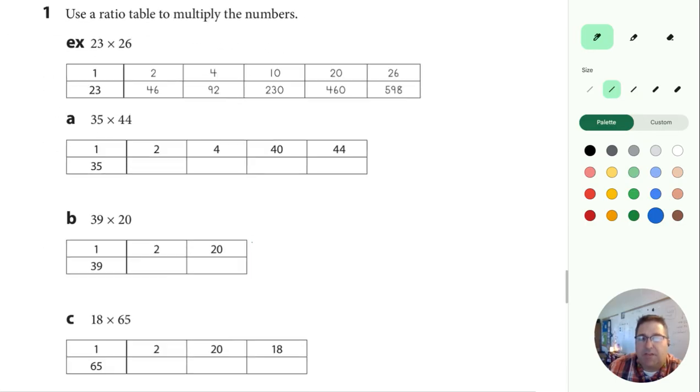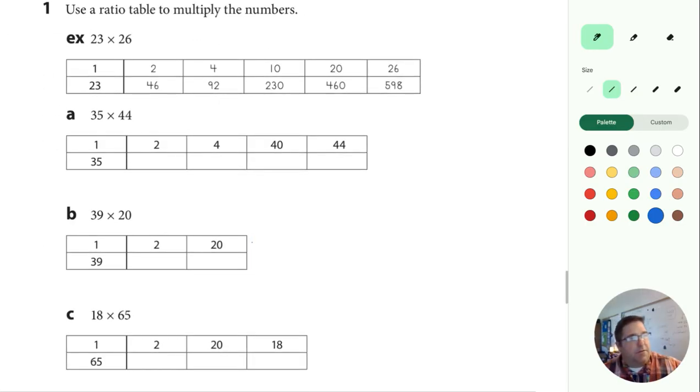Then we get to some ratio tables. We've got an example right here. Again, what we need to do is solve 23 times 26. We're going to start by saying, well, what's one group of 23? Well, 23, right? All these are going to start with just one group of that number. So I can double it. That gives me 46. You know, I can double that to get to 92.